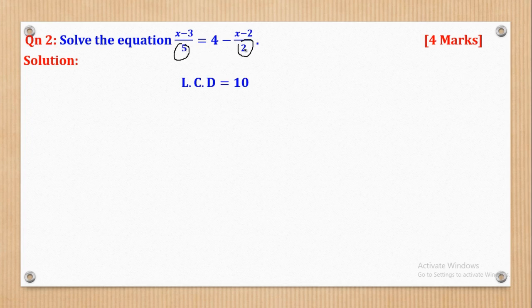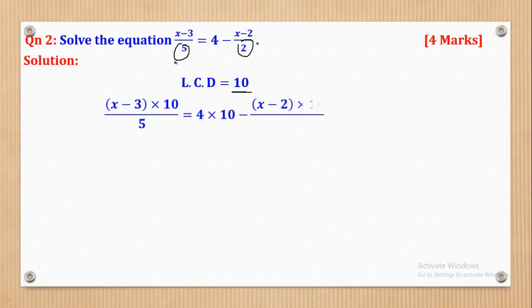5 and 2, the LCM is 10. Therefore, the lowest common denominator will be 10. What does that mean? It means that you'll multiply by 10 throughout each term. So this multiplied by 10 gives me that, this multiplied by 10 gives me that, this multiplied by 10 gives me that.